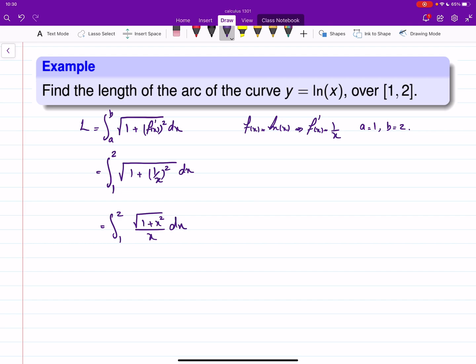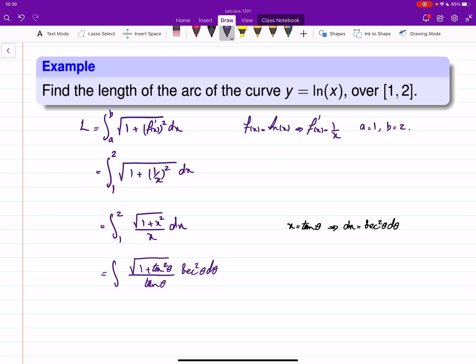We have a rational function with root of 1 plus x squared, and we know that we can evaluate such an integral by the trig substitution x equal to tan theta, which will give us dx equal to secant squared theta d theta. So I write this one. This will be the square root of 1 plus tan squared theta over, in the denominator, tan theta, and then secant squared theta d theta.